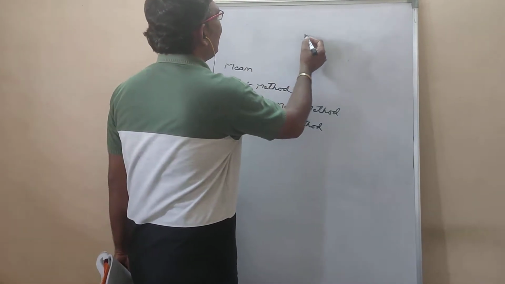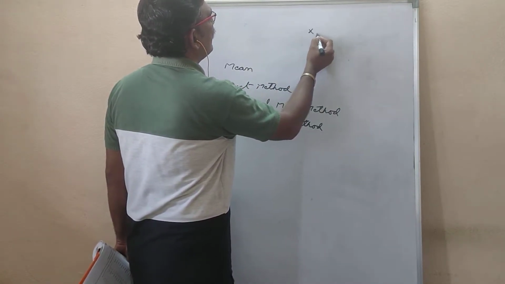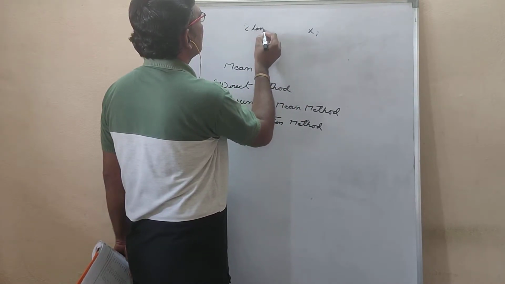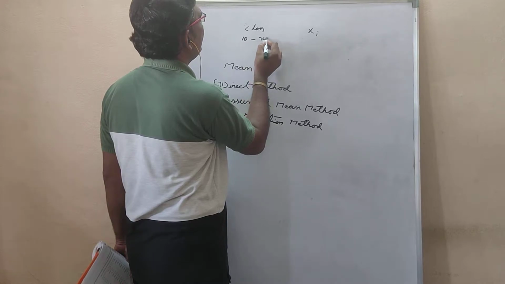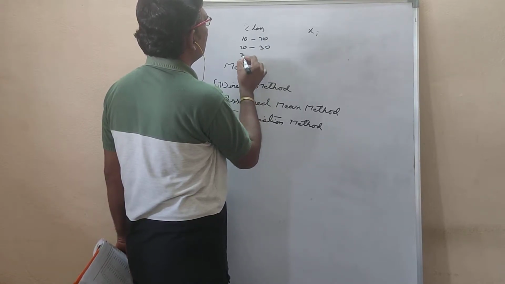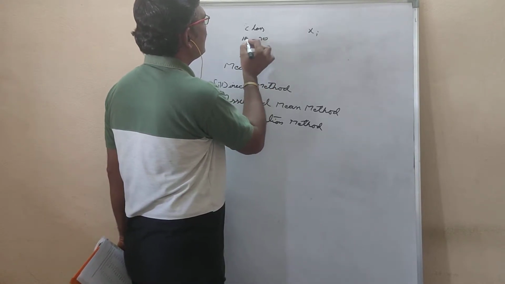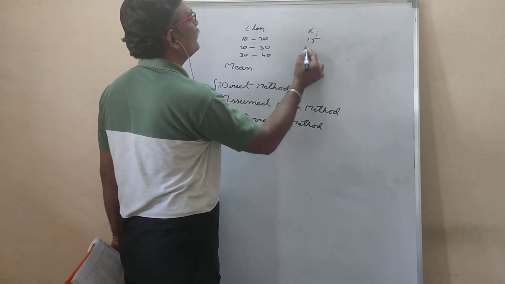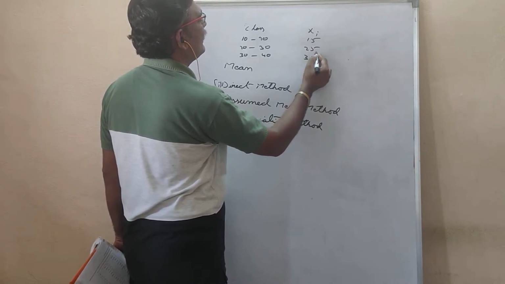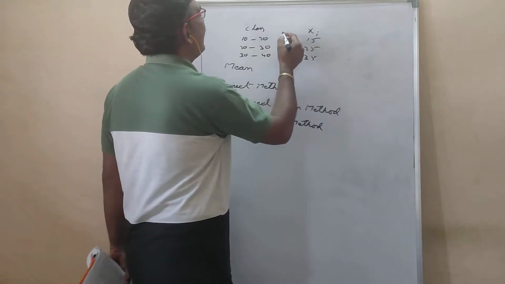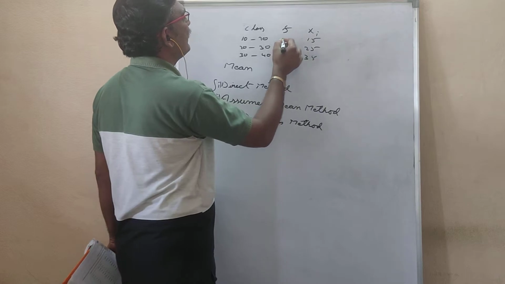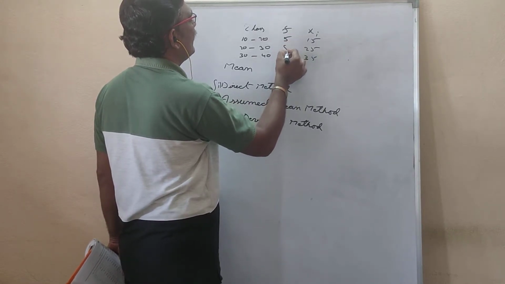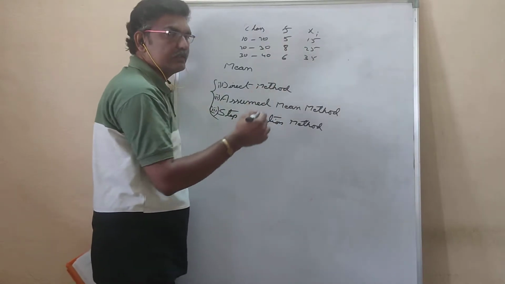Class means mid values will be there for class, like class it is 10 to 20, 20 to 30, 30 to 40. Like this class mid values will become 15, 25, 35. Like this some mid values will come. And also in question they will ask frequency. The frequency is like 5, 8, 6, something like this.